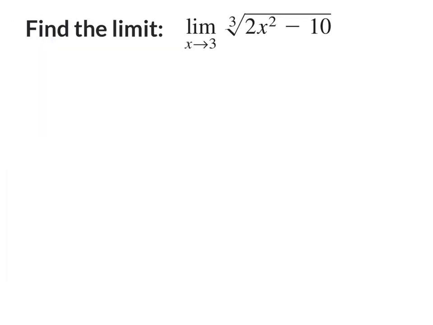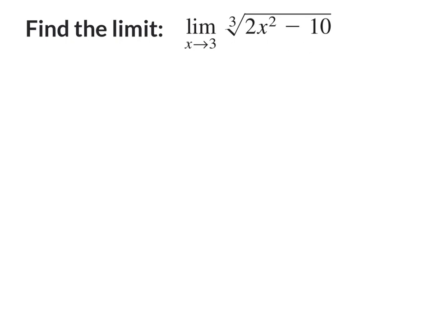Now, as much as I love a good theorem, as much as the next mathematician, I prefer worked out examples. So let's do one. Let's take the limit of the cube root of this function as x approaches 3. Now this is a radical and a composite because I have 2x squared minus 10 inside the cube root, which is a composite, and I have a radical. 2 birds, 1 stone.